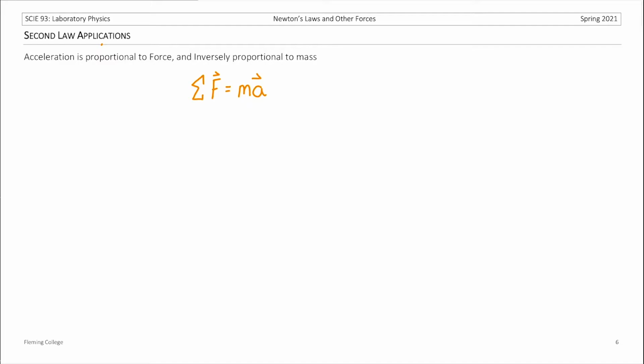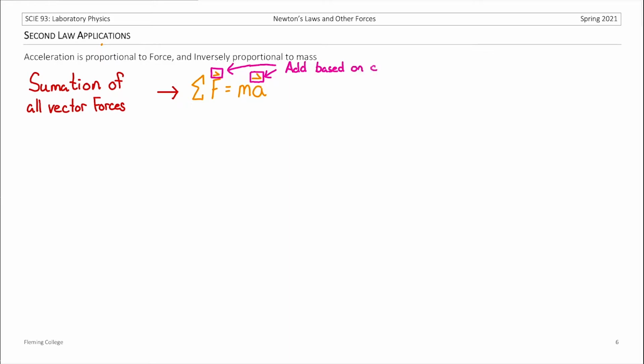Let's make sure we are clear on what all of these variables are. The large Greek character here represents sum, so it means to add up everything. And because it's attached to the F with a vector overhead, it's saying summation of vector forces. Because these are vectors, it means we will have to do this summation based on the components of each vector.